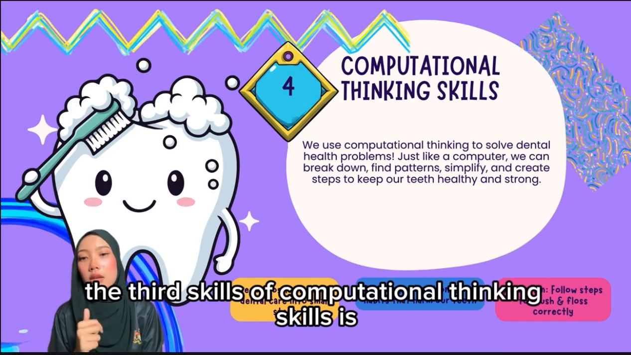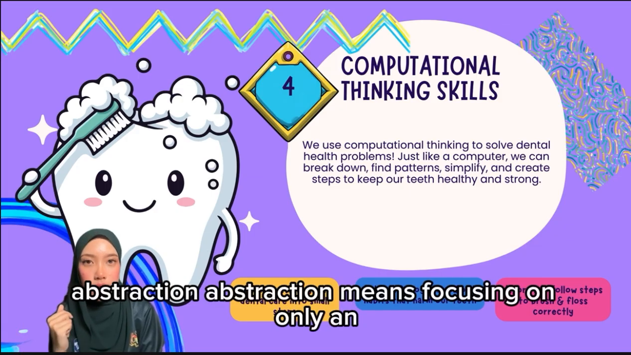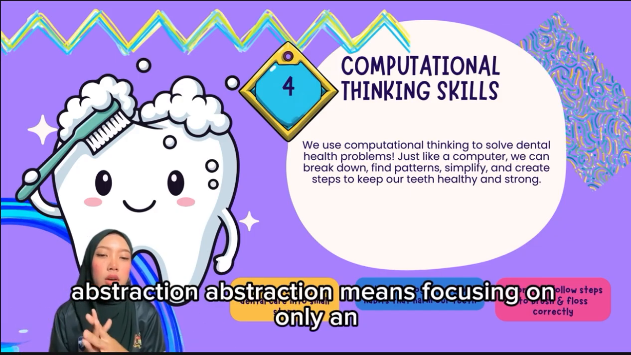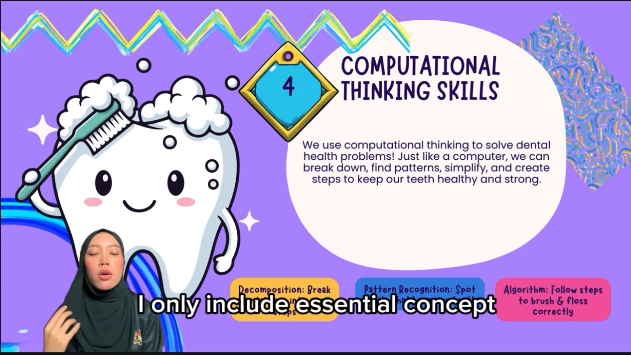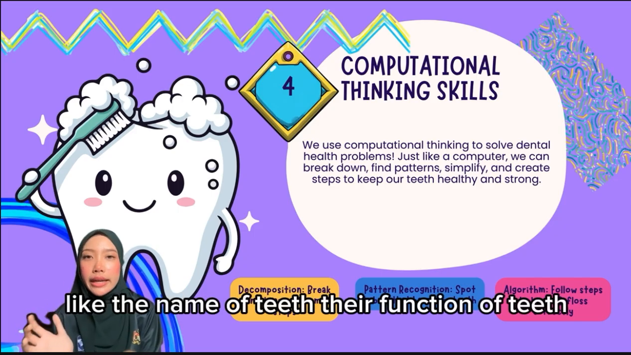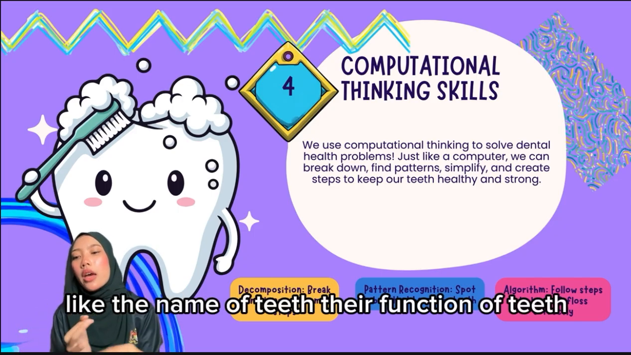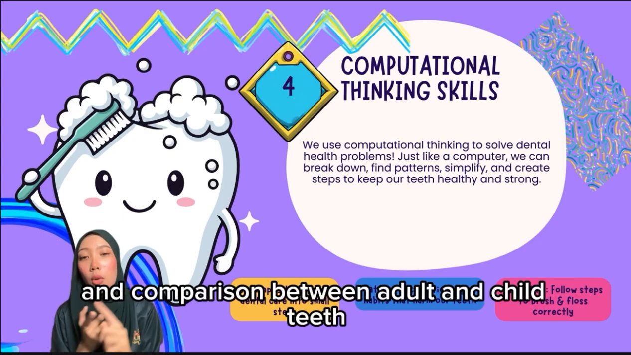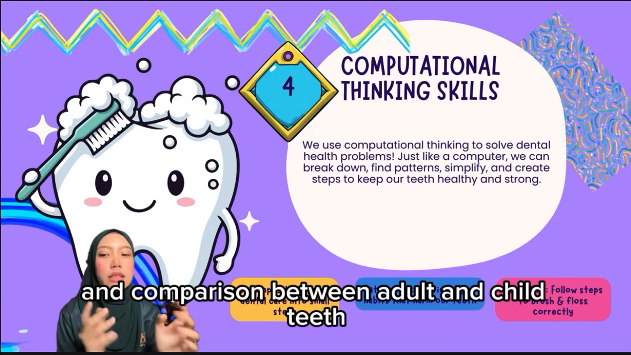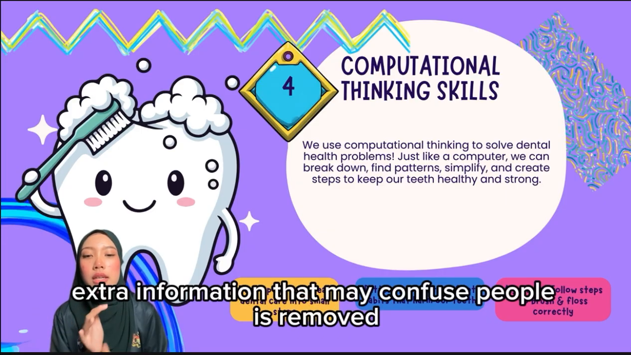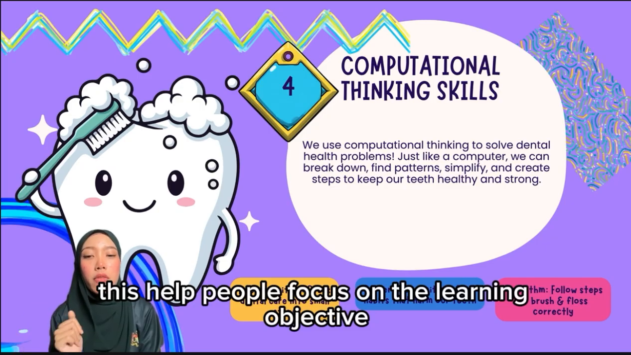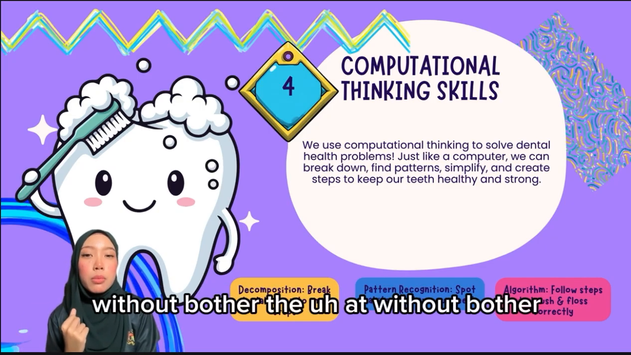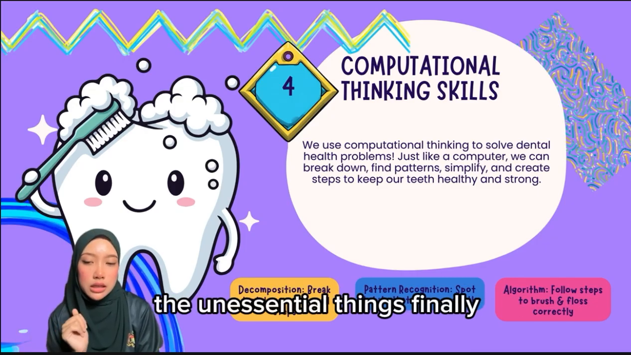The third computational thinking skill is abstraction. Abstraction means focusing only on important information. So, in my Scratch game, I only include essential concepts like the names of teeth, their functions, tooth structure, and comparison between adult and child teeth. Extra information that may confuse pupils is removed. This helps pupils focus on the learning objectives without being bothered by unessential things.